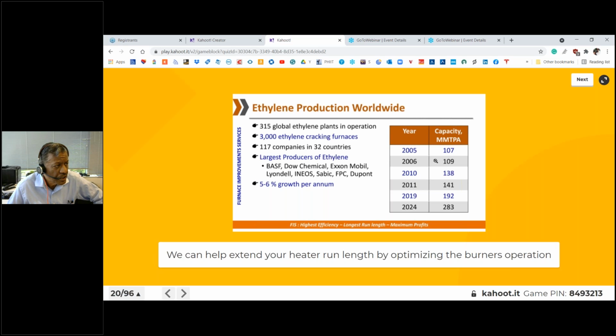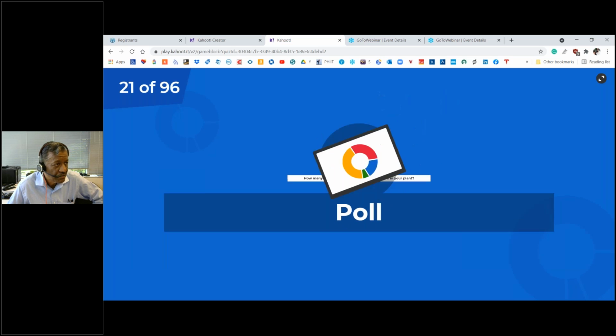So a lot of growth in plastics. I mean, you can see plastics are entering every sphere of our life. And to make those plastics, we need this ethylene or polyethylene in our plant.